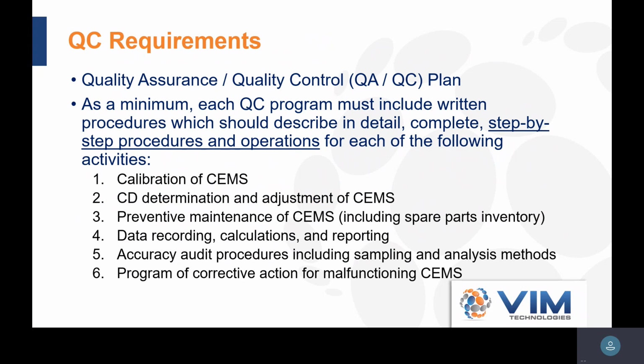So these are the QC requirements, or what's required in a quality control plan. There are six items. It doesn't seem like much, but I've yet to come across a quality assurance plan that's totally compliant when we're doing audits. There's always something missing. So you need step-by-step written procedures for calibrating the CEMS, determining the calibration drift, and adjustment of the CEMS. And here's usually what's missing: the preventive maintenance activities.